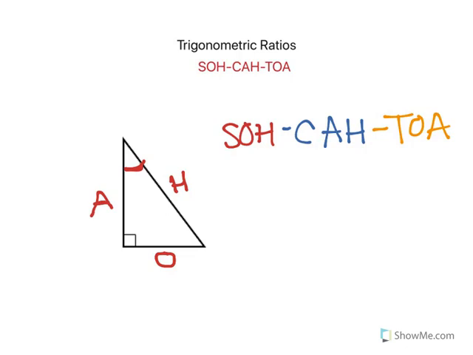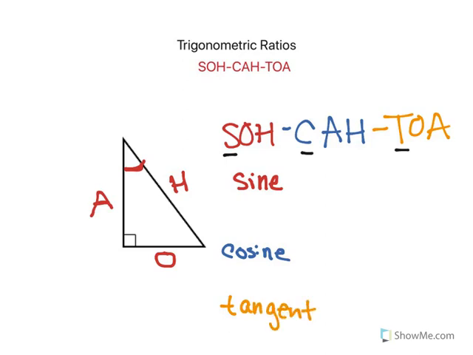So, first of all, this S, C, and T stand for the three most common trig ratios. S stands for sine. C stands for cosine. And T stands for tangent. You may never have heard of these words before, but they're commonly used in trigonometry.